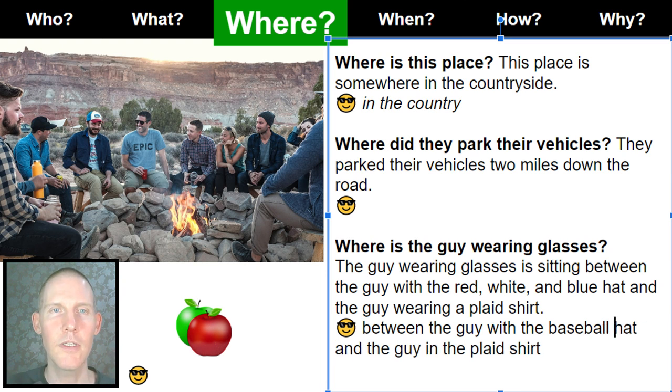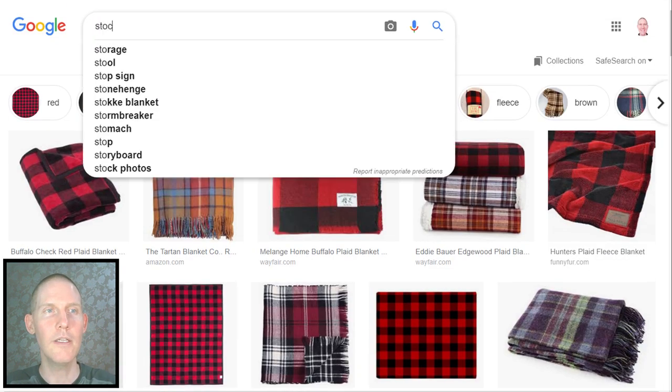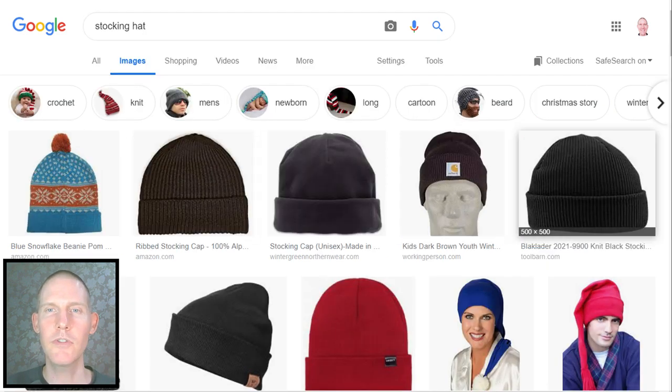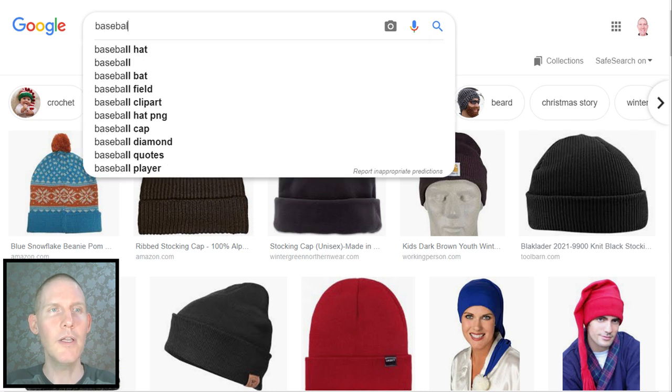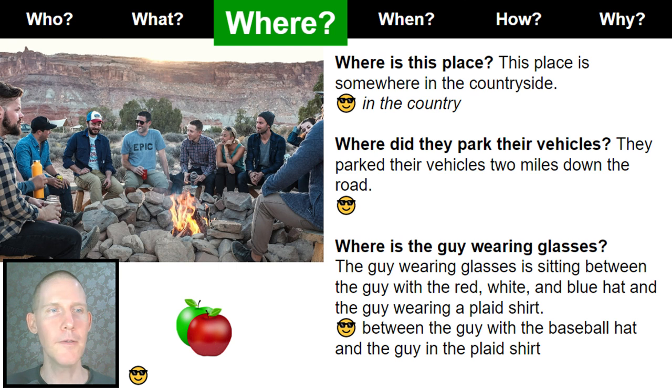Because this guy over here, he's kind of wearing a stocking hat. And if we look up stocking hat, it is different than a baseball hat, right? So this is like a stocking hat. If you're a little bit cold, you want to keep your head a little bit warm, you put on a stocking hat. A baseball hat is just like it says, for baseball players, right? And the idea is it kind of keeps the sun out of their eyes, right? Exciting stuff.